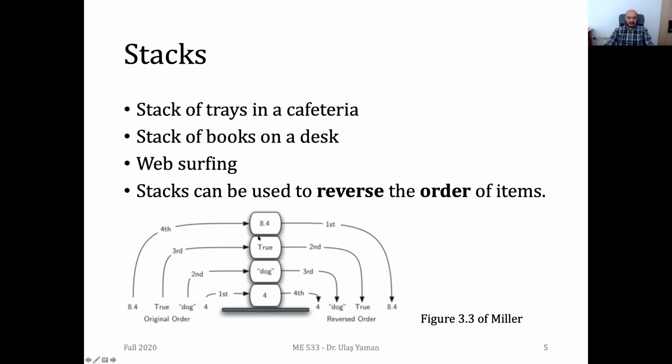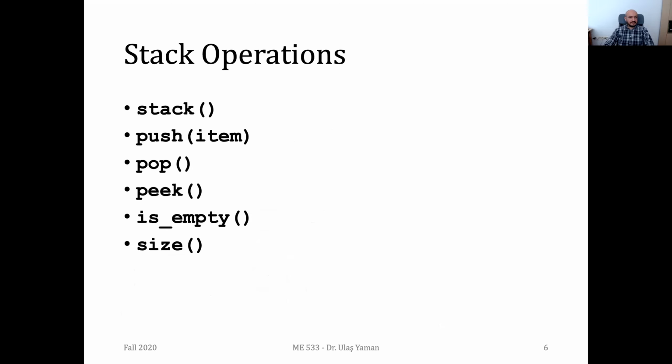This is the initial form of our stack. But once you remove them, 8.4 will be the first item, and true will be the second, dog will be the third, and lastly, the fourth will be the fourth item in our, let's say, new stack or our set of operations. Any questions, guys, about the fundamentals of stacks, stack data structure?